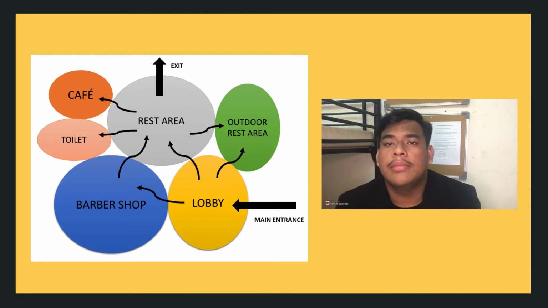This is our bubble diagram for the barber and cafe building. The bubble diagram shows the main entrance from the lobby, and we can see the barber shop is the main part of this building. Then we have a second door that can be used as the exit door at the rest area. From the rest area, we can see the cafe, toilet and outdoor rest area that customers can access easily.